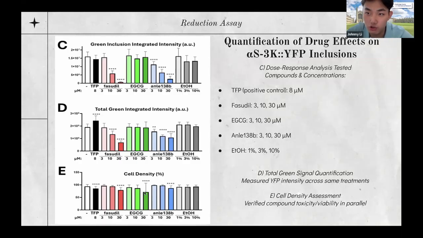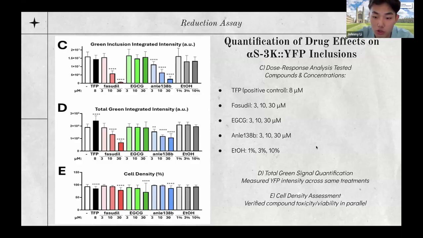To capture the early drug effects, we also performed imaging 4 hours post-treatment. Even within this short window, Fasodil and Anli had already both reduced inclusion burden significantly. So this just further supports their potential as modulators for lipid-rich alpha-synuclein pathology.